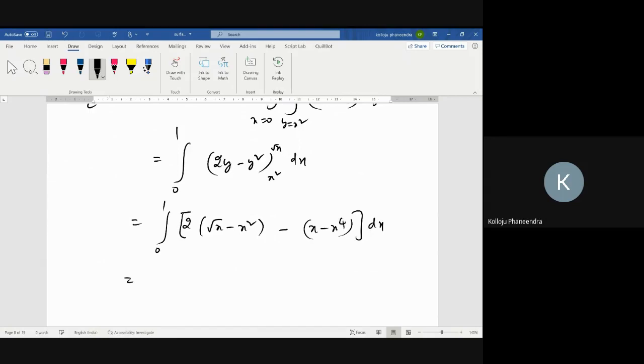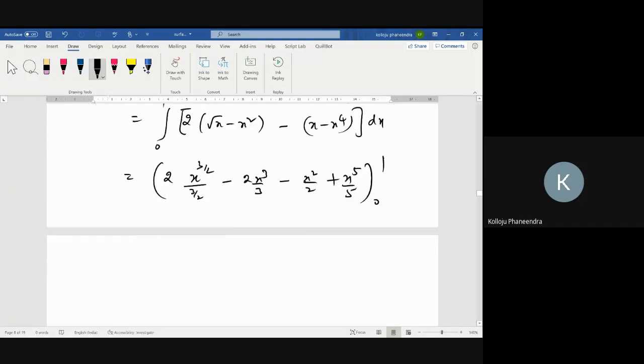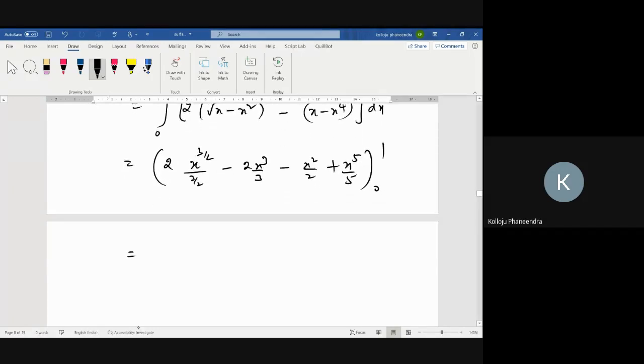Okay, so if I simplify this, this is 2 x power 3 by 2 by 3 by 2 minus 2x cube by 3 minus x square by 2 plus x power 5 by 5, from 0 to 1. So what does this become? Only the upper limit will be there. This becomes 4 by 3 minus 2 by 3 minus 1 by 2 plus 1 by 5. This is 11 by 30. 11 by 30. Okay.